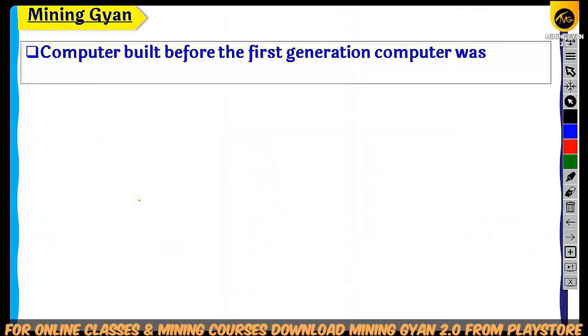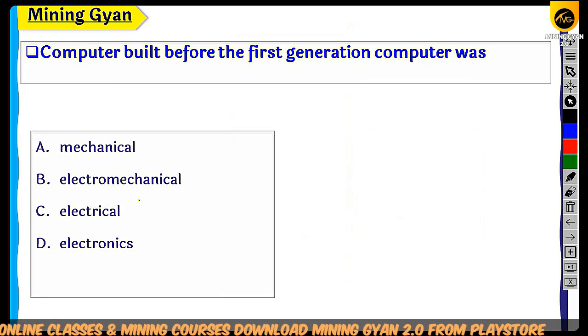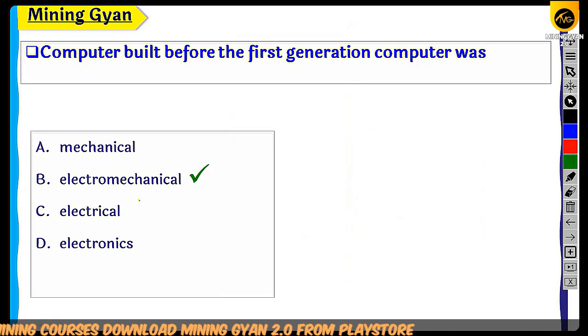Next question: the computer built before the first generation computer was. So I just told you that all the computers developed before the first generation, like before the 1940s, are called mechanical devices and electromechanical devices. Basically, it's all electromechanical devices. So option B is the correct answer.